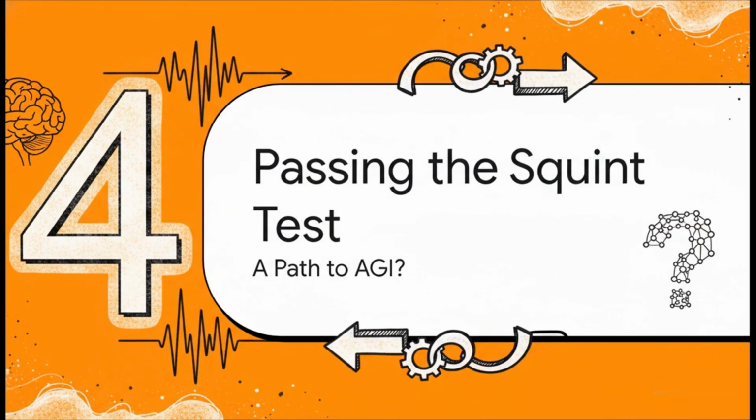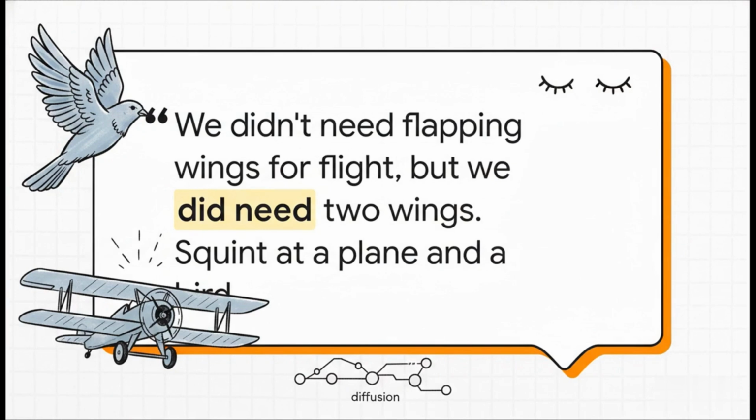Okay, so this incredible simplicity and power leads you to a much deeper question. Does this approach tell us anything about the nature of intelligence itself? So, the AI pioneer Yann LeCun has this great idea he calls a squint test. To achieve flight, we didn't need to perfectly copy a bird's flapping wings, but if you kind of squint at an early airplane and a bird, you see a fundamental resemblance. They both have two wings. So the question is, does diffusion pass the squint test for intelligence?